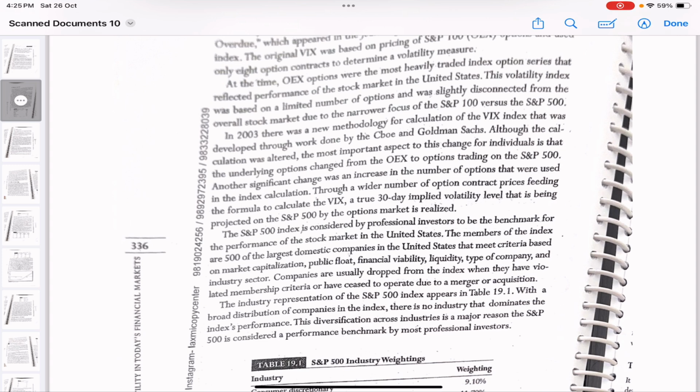And the volatility index was based on a limited number of options and was highly disconnected from the overall stock market due to the narrower focus of the S&P 100 versus the S&P 500.